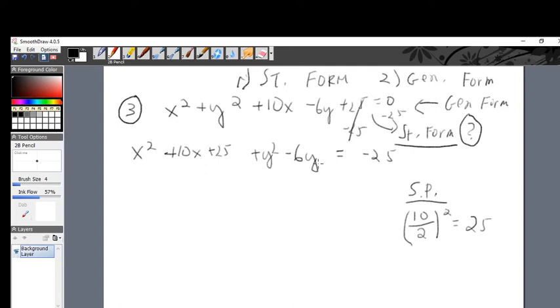Over here, how do I make this into a perfect square? I've got my y squared and my minus 6y. I go to my scrap paper, take minus 6 divided by 2 and square it. That would be minus 3 squared, which is equal to 9. So I put a plus 9 over here, and I have both of them as perfect squares. Now if I add plus 25 and plus 9 on one side of the equation, the only way that's legitimate is if I add plus 25 and plus 9 on both sides of the equation.